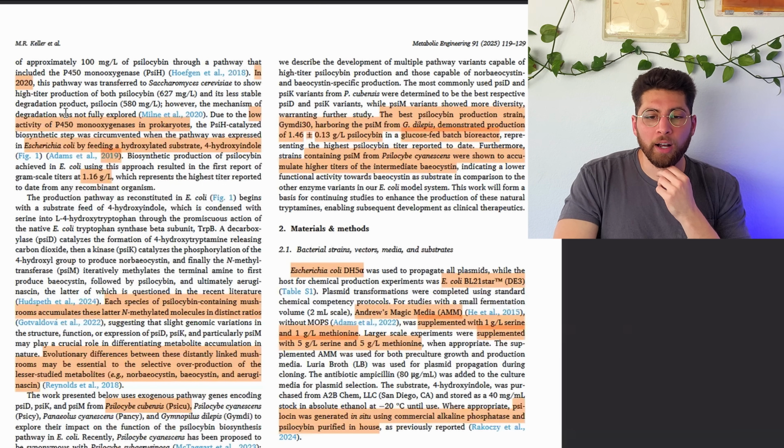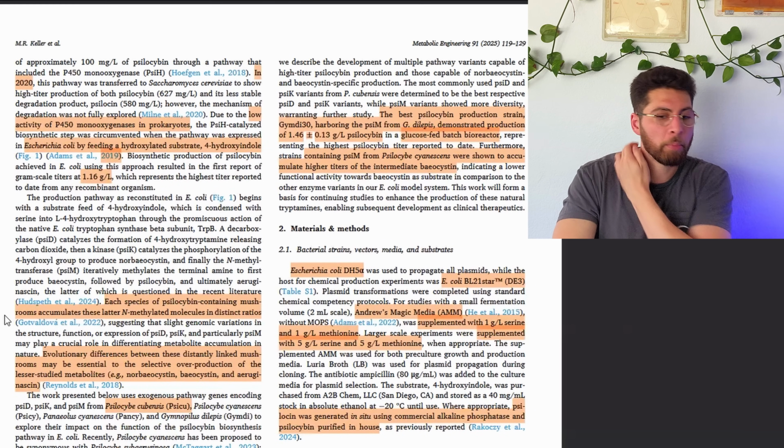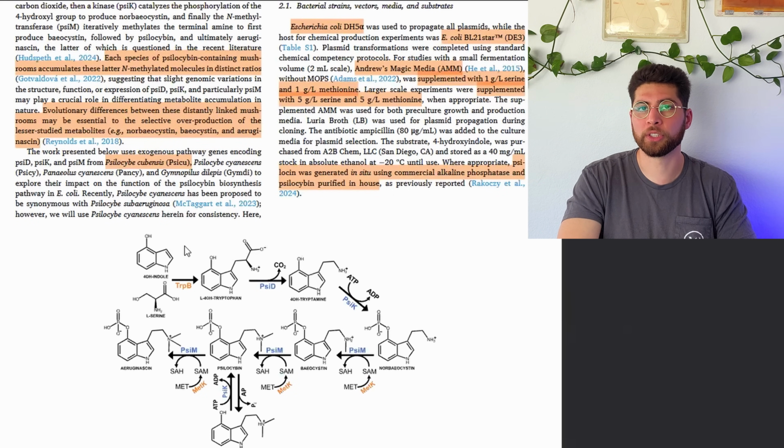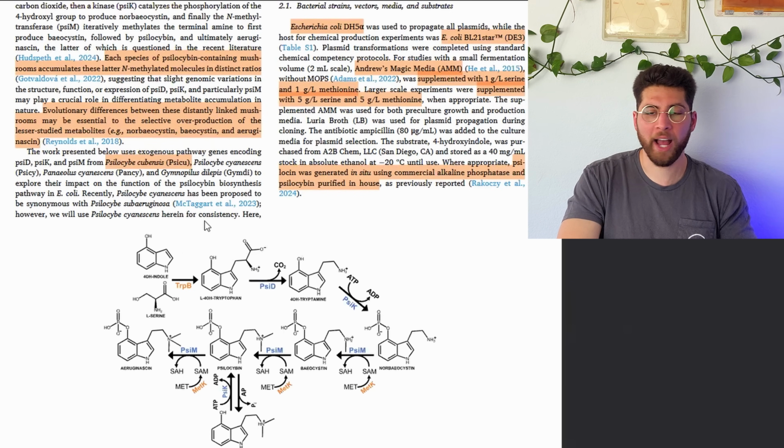Okay, so each species of psilocybin-containing mushrooms accumulates these latter N-methylated molecules in distinct ratios. So let's look at this pathway here to clarify the thing that I was just talking about a second ago, as well as talk about this methylation step. So the pathway to make psilocybin from these commonly occurring compounds, we have 4-hydroxyindole, which is something that needs to be supplied to the bacteria. And we have serine, which is just an amino acid that the bacteria can synthesize on their own.